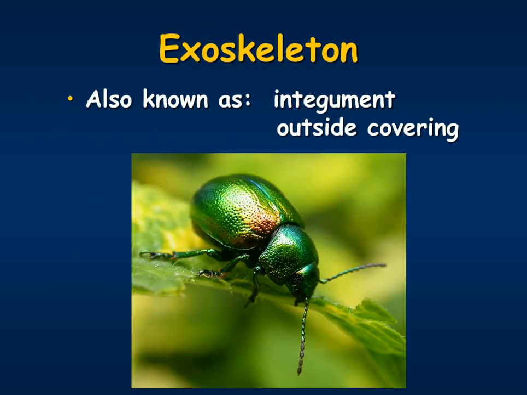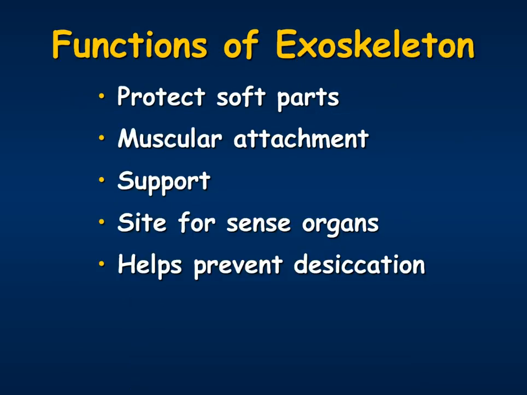So in this lecture, we're going to be focusing on the exoskeleton, which is also known as the integument or outside covering. The exoskeleton is a key contributor to the success of insects, and this is because it provides so many advantages to the insect. So the functions of the exoskeleton include protecting the soft parts, such as the internal organs of the insect, providing muscular attachment and support. It's the site for sense organs, such as your antennae or your appendages, and it helps prevent desiccation or drying out.